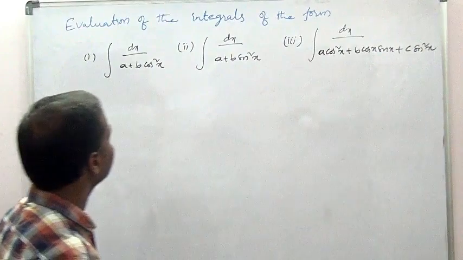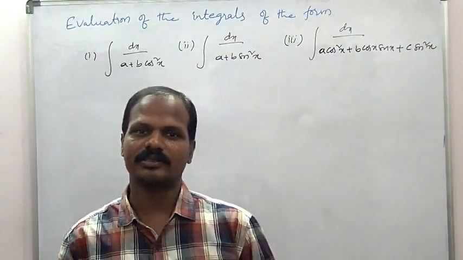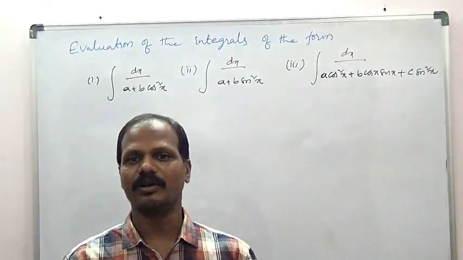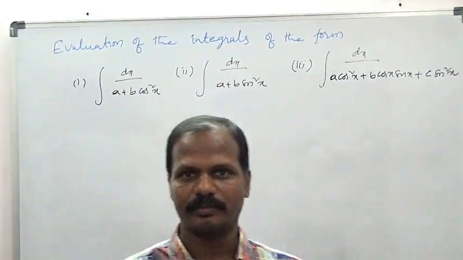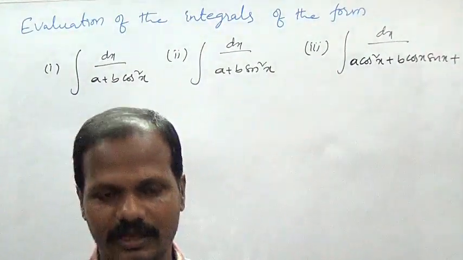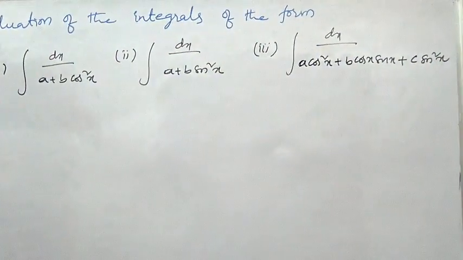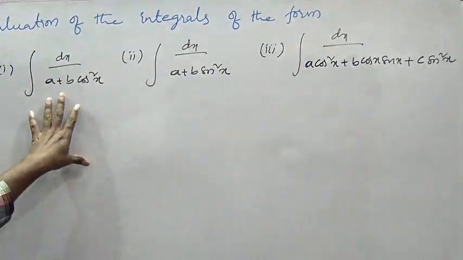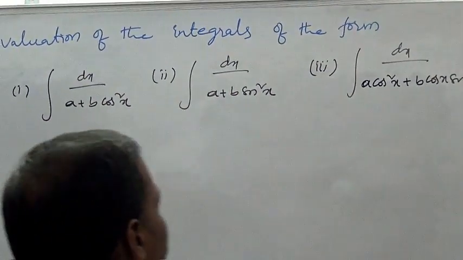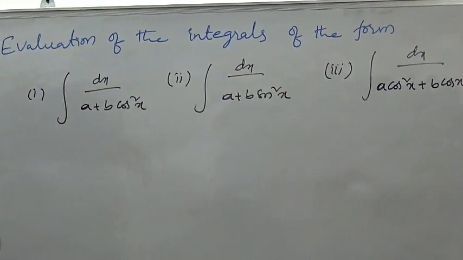Okay, next evaluation of the integrals of the form integral 1 by a plus b cos square x dx, or integral 1 by a plus b sin square x dx, or integral 1 by a cos square x plus b sin x cos x plus c sin square x dx. Now if the problems are given like this, you have to divide numerator and denominator with cos square x.